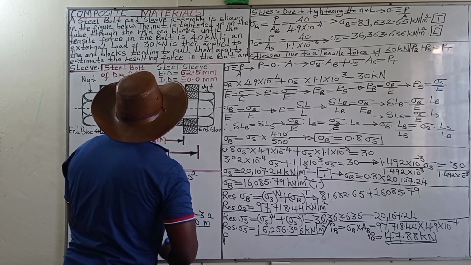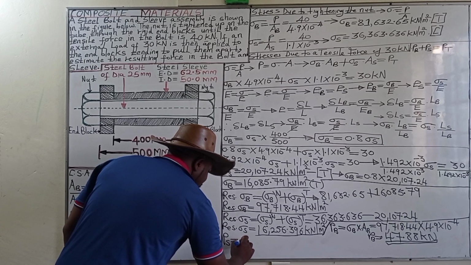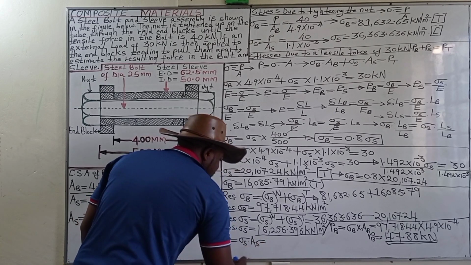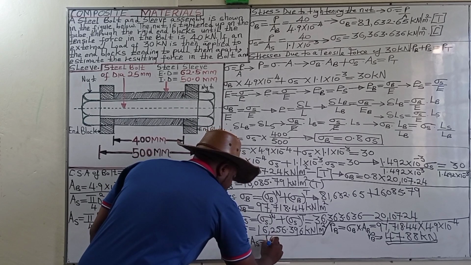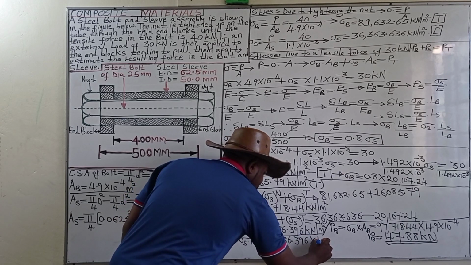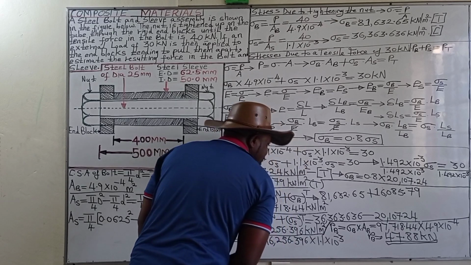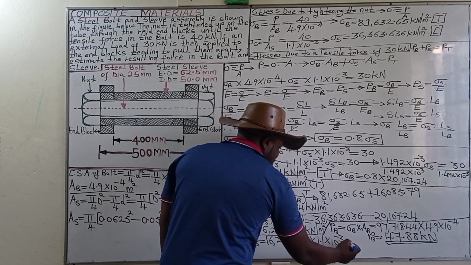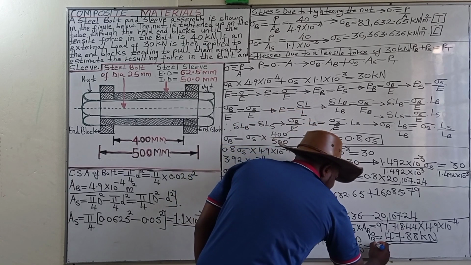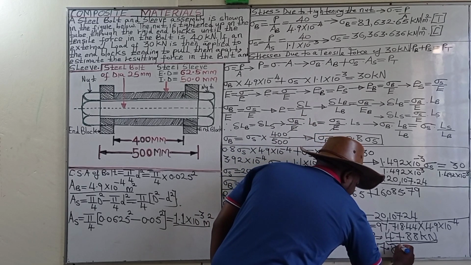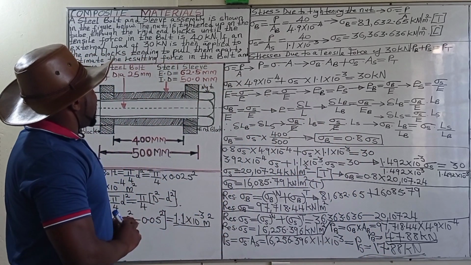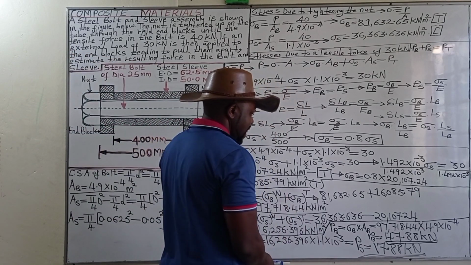The resulting force in the steel sleeve will be given by the resulting stress in the steel sleeve times the cross-sectional area of steel. That is a stress of 16,256.396 times the cross-sectional area, 1.1 times 10 raised to the power of -3. That is going to give us a load in the steel sleeve of 17.88 kilonewtons. So that is the load that will be subjected to the steel sleeve.